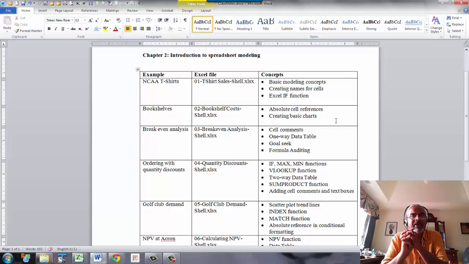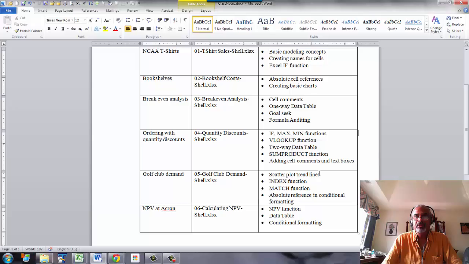Then the third one was break-even analysis, and here we looked at commenting in cells. We did a one-way data table for what-if analysis, and goal seek, how to change the contents of one cell so that a different cell reaches a particular desired value, and formula auditing, that is the precedent trace and dependent trace, for debugging if there are any problems that you find in the model.